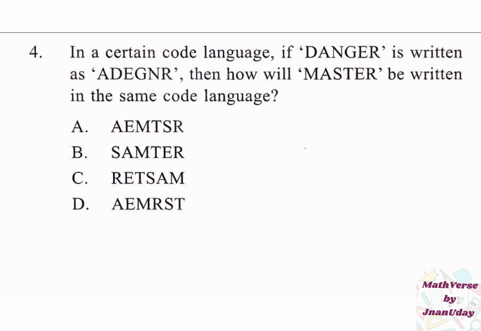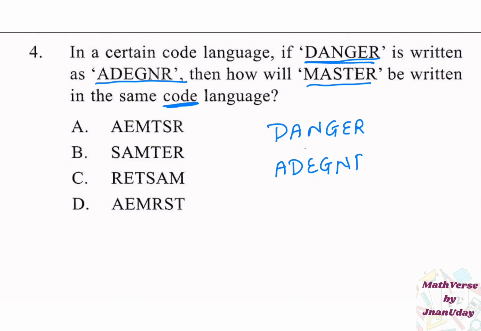So let us start with question number 4. In a certain code language, if danger is written as A, D, E, G, N and R, then how will master be written in the same code language? So here we have to understand what code language has been used in this word, danger. So let us write danger and the decoded one, that is A, D, E, G, N, R. So here, children, as you can see, the letters of this particular word have been arranged in alphabetical order. So it is very simple.